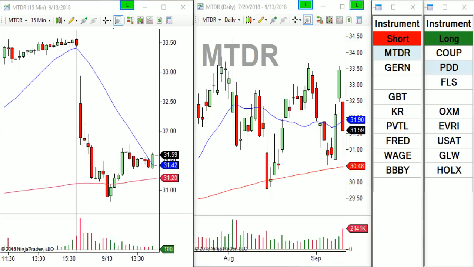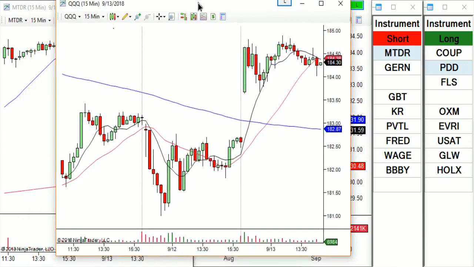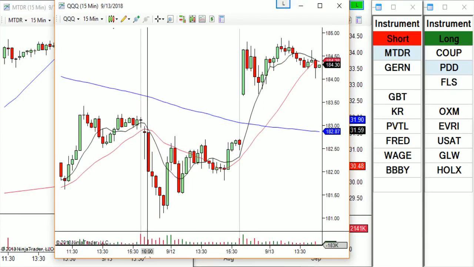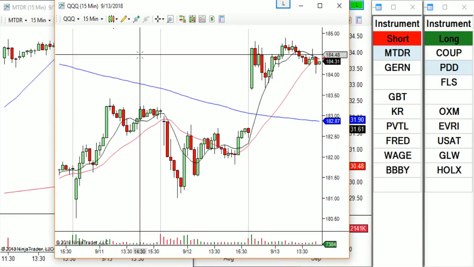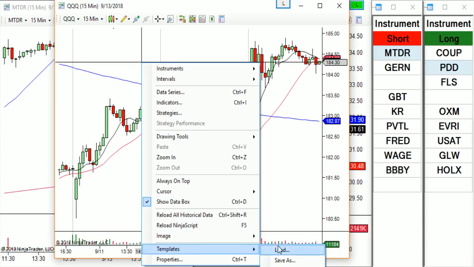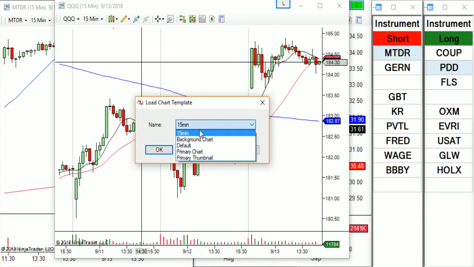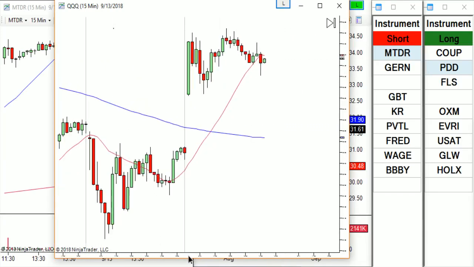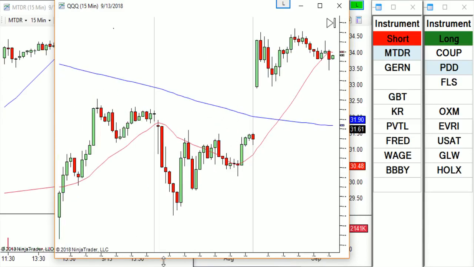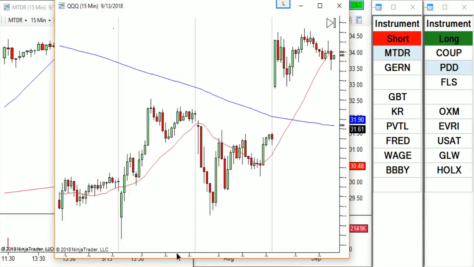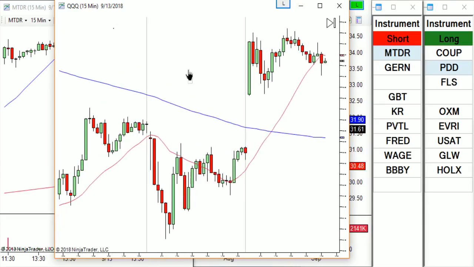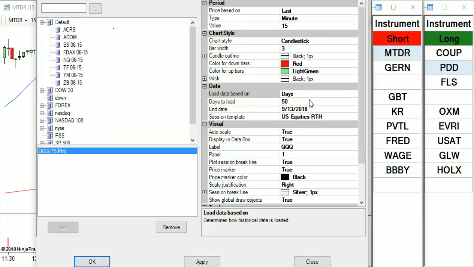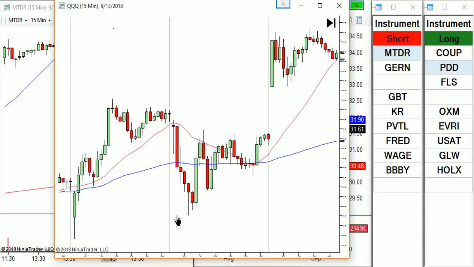But let me just pull up a chart here, right? And a couple things, and I don't know if you can do this, but it took me a while to figure this out, so I figured I'd share it with you. I have templates here, and, okay, this is 15-minute, and this is what a 15-minute template looks like for me. I didn't update it recently, but what I'll do is go to days to load, and I'll put 3 in there, okay?